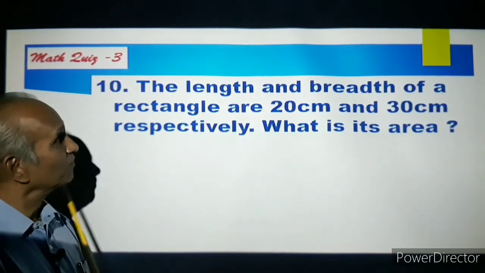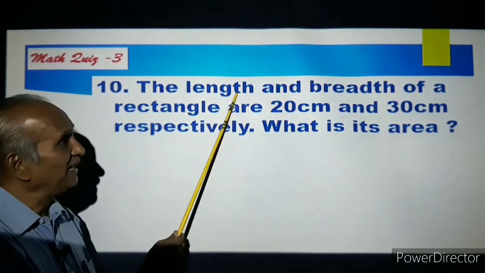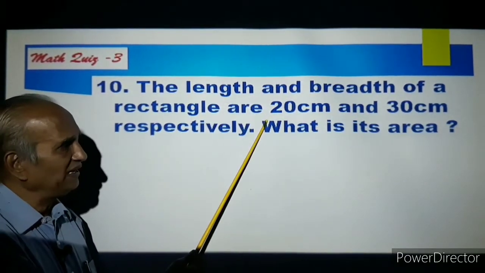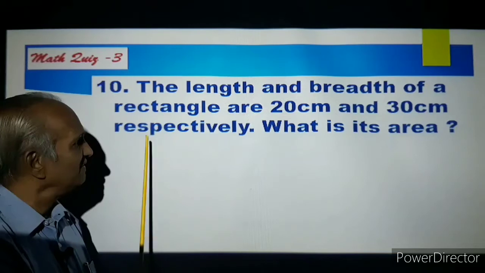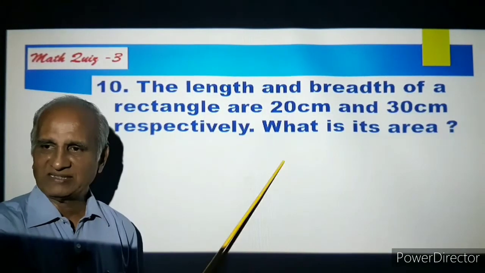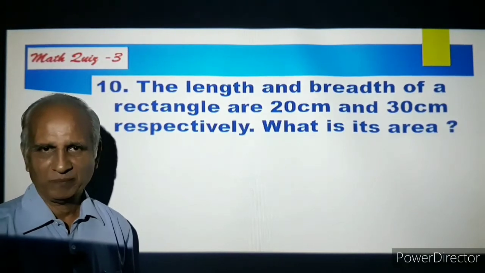Next question. 10th one. The length and breadth of a rectangle are 20 and 30 centimeters respectively. What is the area?